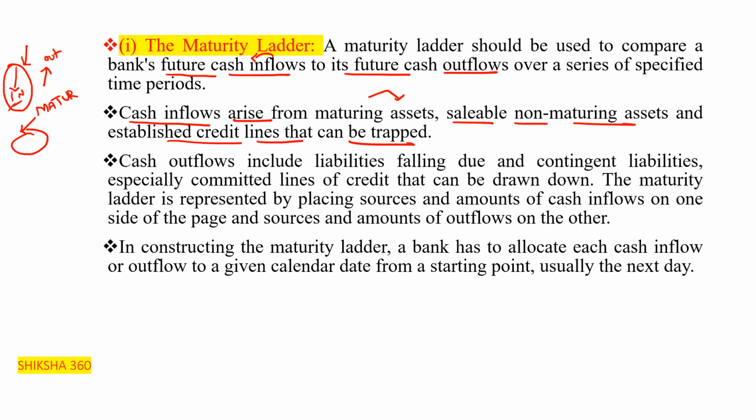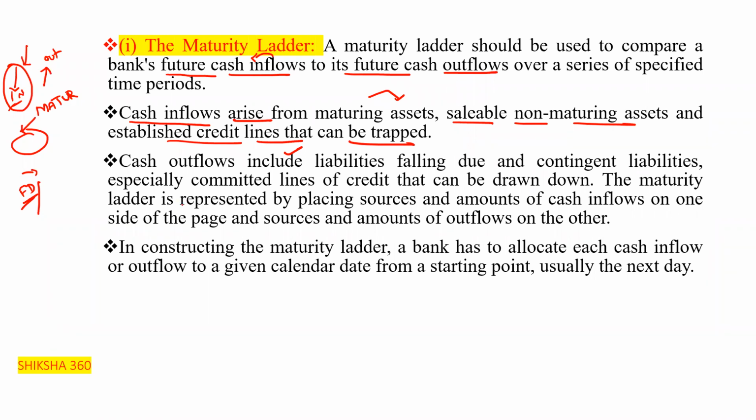And cash outflows, from where? Like we have to pay a fixed deposit maturity amount. That is a cash outflow. Cash outflow includes liabilities falling due, and contingent liabilities like LC and bank guarantee, and specially committed lines of credit that can be drawn down.